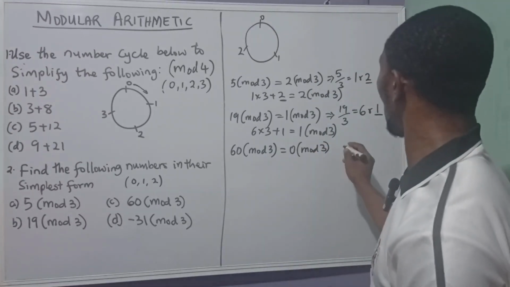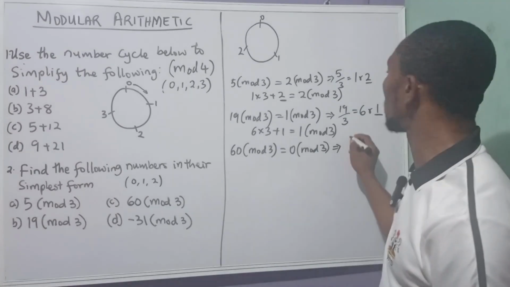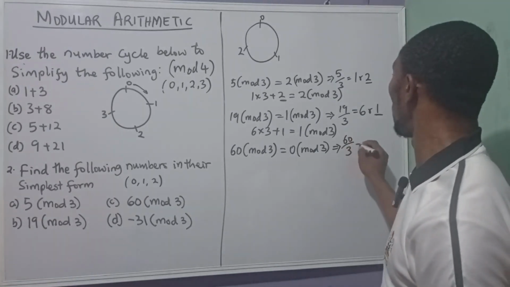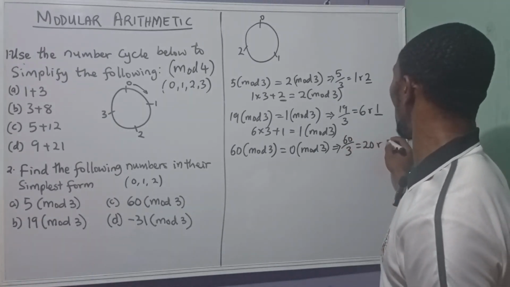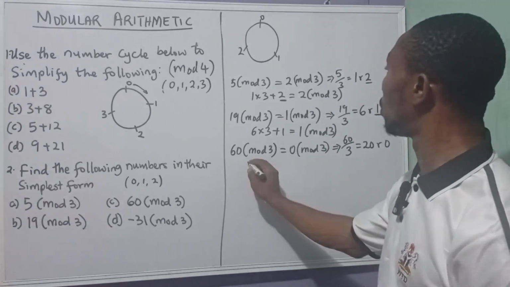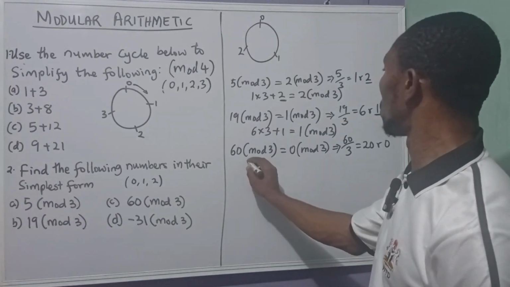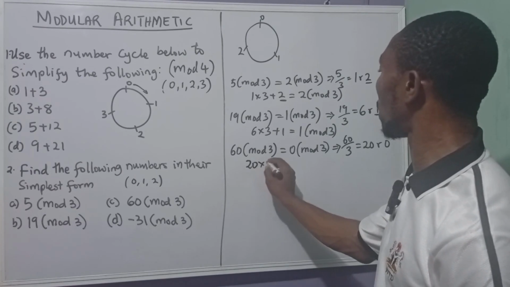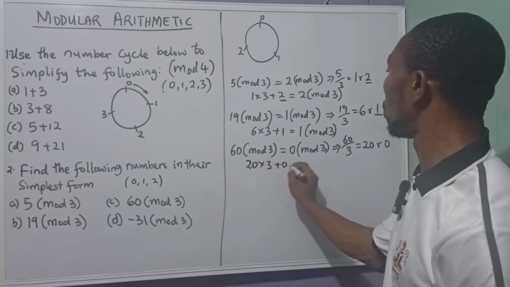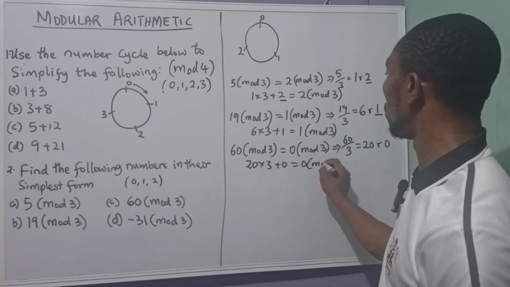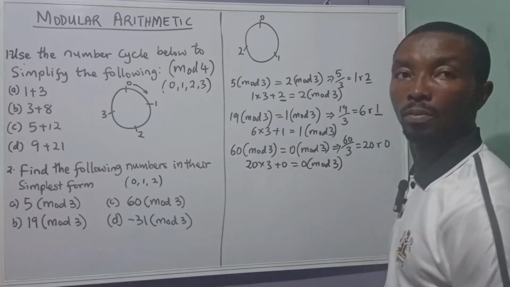Okay? Now, using our other method, we have 60 over 3, which is 20 remainder 0. So we have 20 times 3 plus 0, which is 0 mod 3.